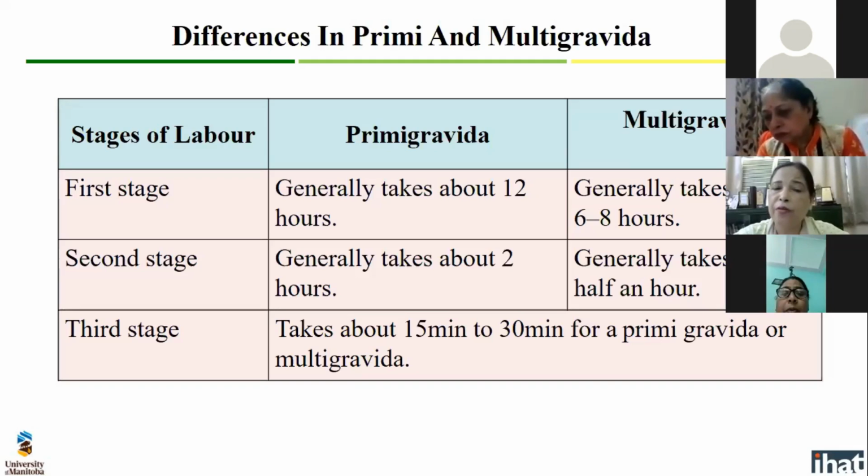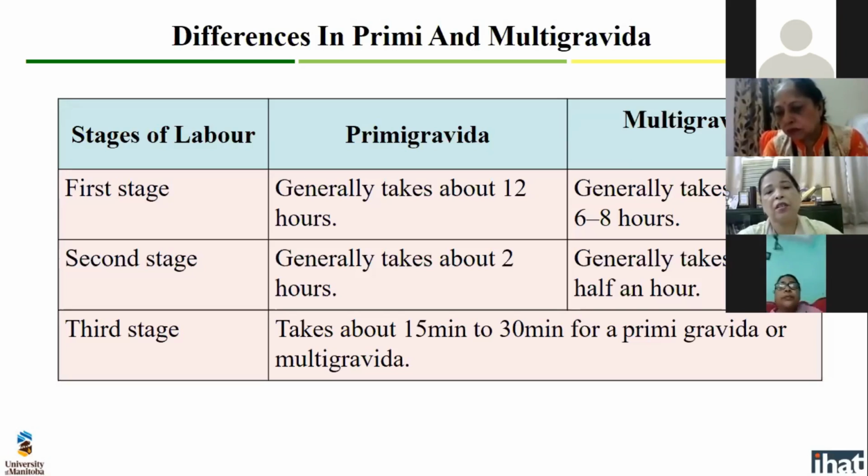Okay, you have got one questionnaire. Stage 1 primary में कितना होती है, multi में कितना होती है. So just remember, primary में 12 hours है and multi में it is 6 to 8 hours. Second stage simple to remember. Second stage 2 for 2, 2 घंटा primary में, उसका half कर दीजिए multi में, और 15 minutes to 30 minutes in both.